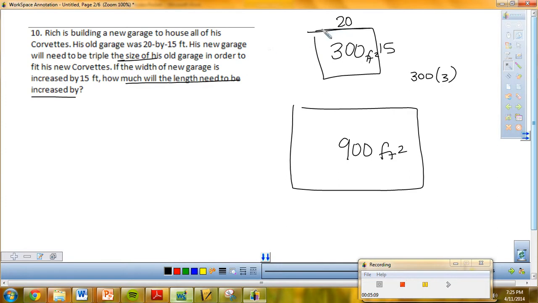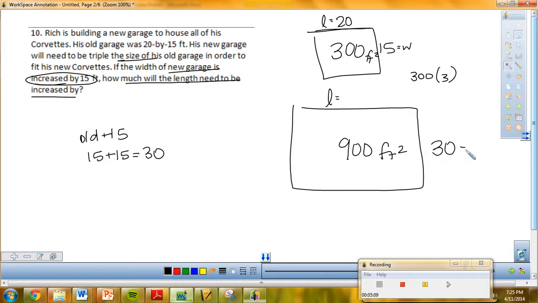So if my length is the long side, then my width is the short side. So again, what if my length is being increased by what? What is my length equal to? If the new garage is being increased by 15. So my old one was 15. The old is being increased by 15. If the old was 15 and I'm increasing it by 15, the new garage is 30. So the new width is 30.